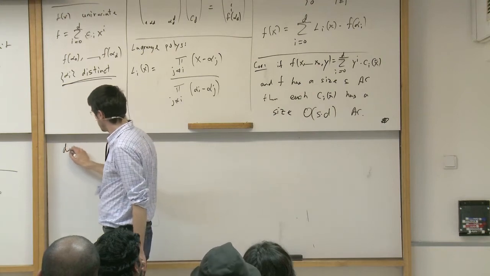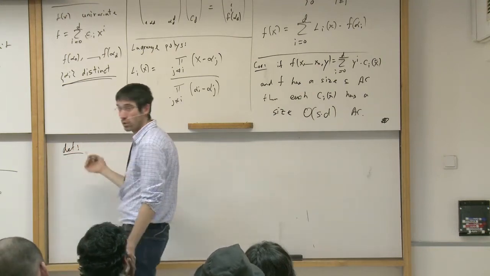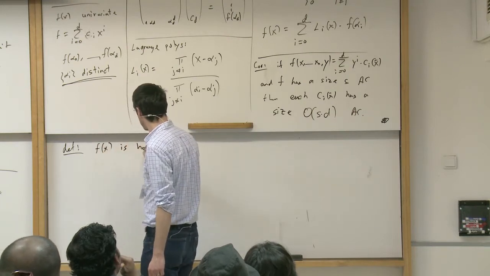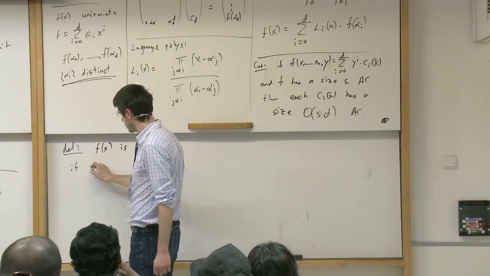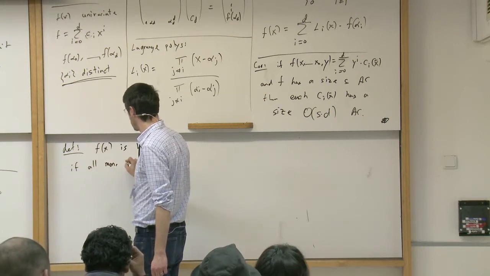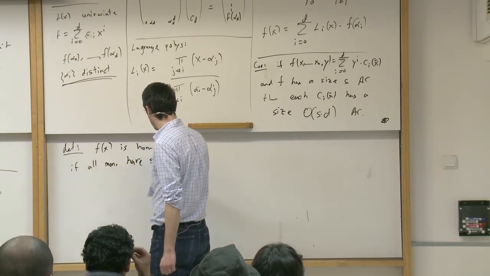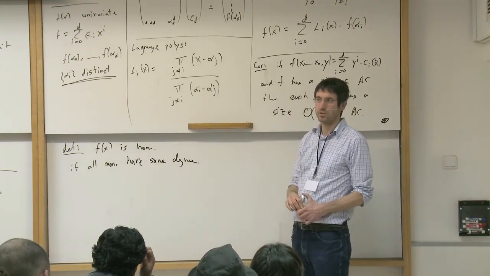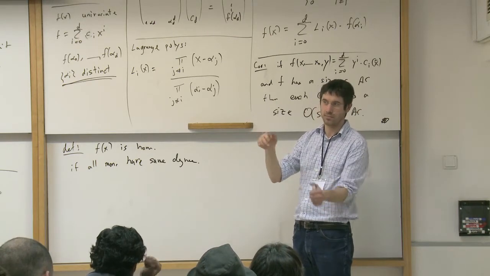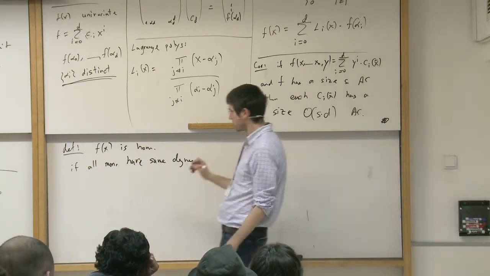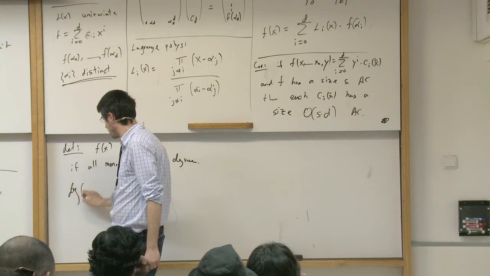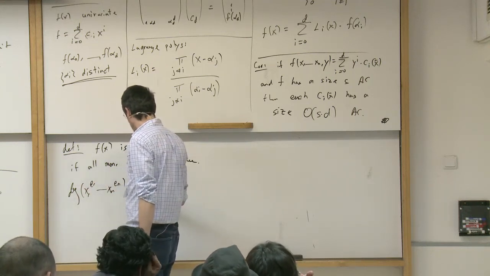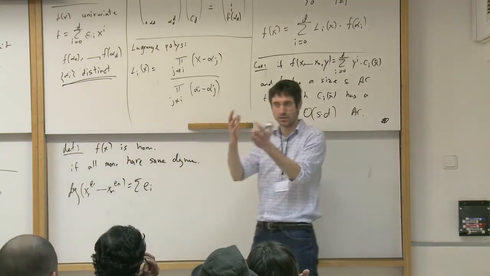So, definition: what is a homogeneous polynomial? F(x) is homogeneous if all monomials have the same degree. That's the definition. I didn't define the degree of a monomial, maybe I should have: the degree of x1 to the e1 up to xn to the en is just the summation of the ei's. It's the total degree, the sum of degrees of all the variables.